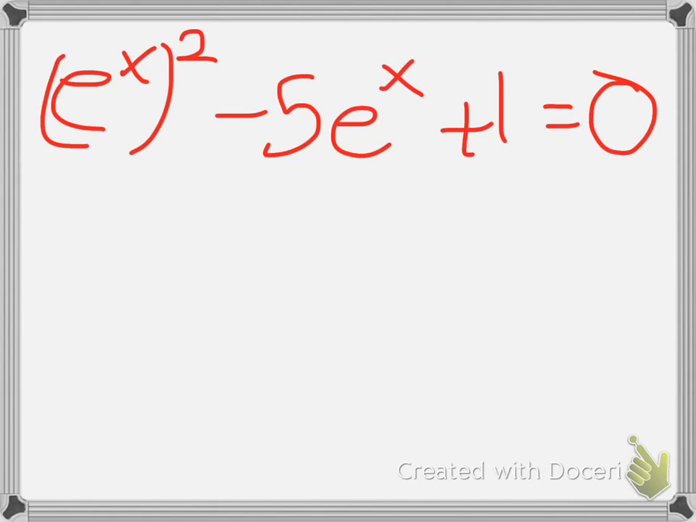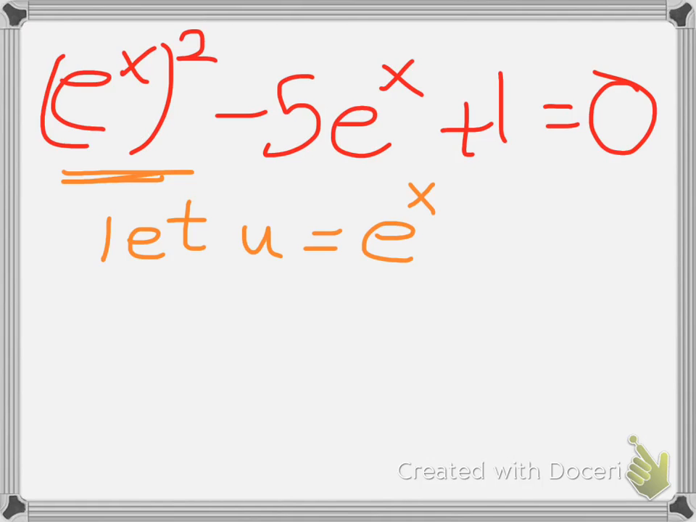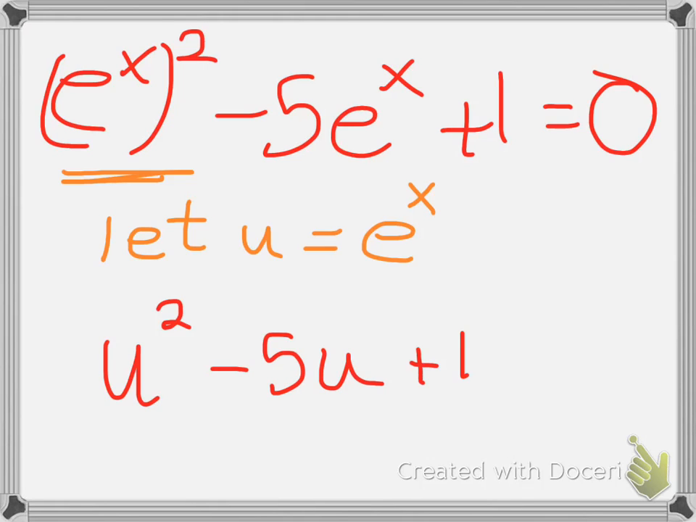Because now that I have everything on one side, you should be able to notice that I've got a squared term. This is something to the power of 2, so that turns it into a quadratic. And in order to make it a little bit easier, I'm going to do what's called a substitution. If I let u be e to the x, then this entire portion becomes just u squared minus 5u plus 1 equals 0. So that's what that step does.